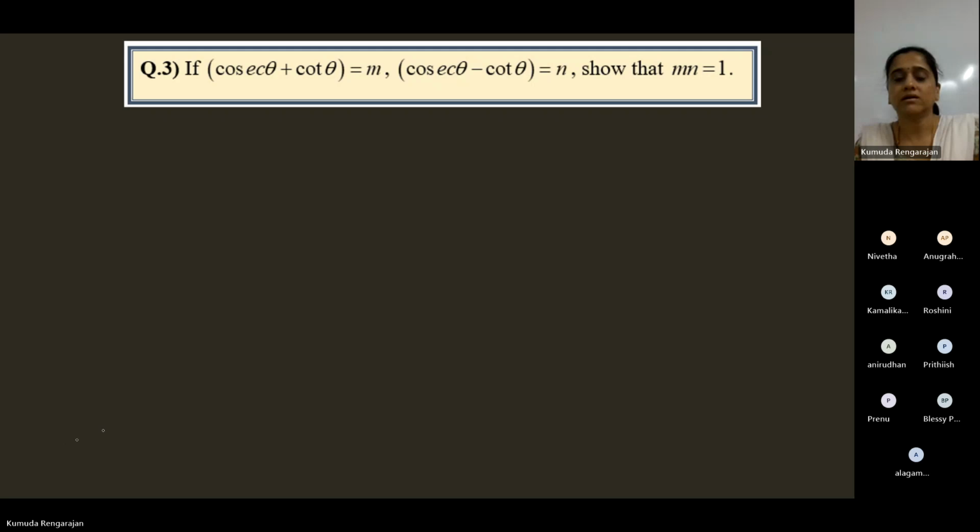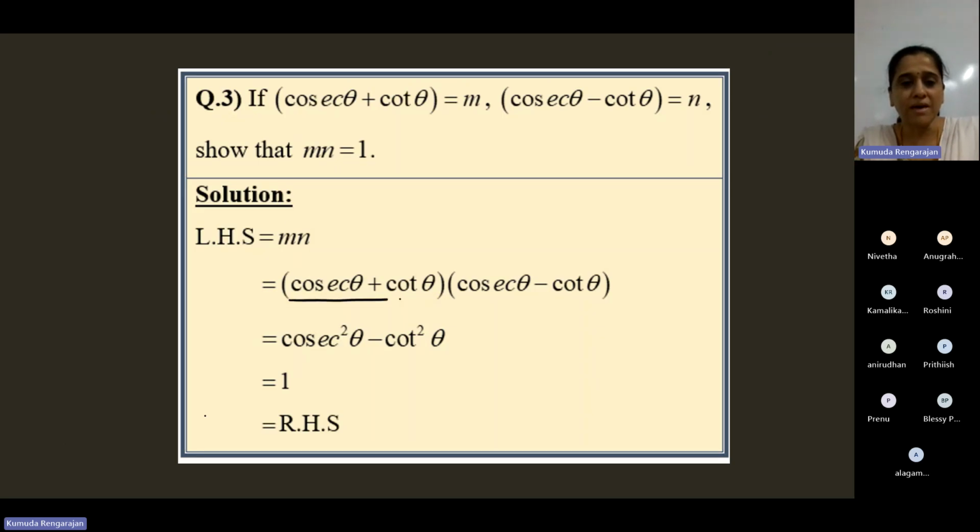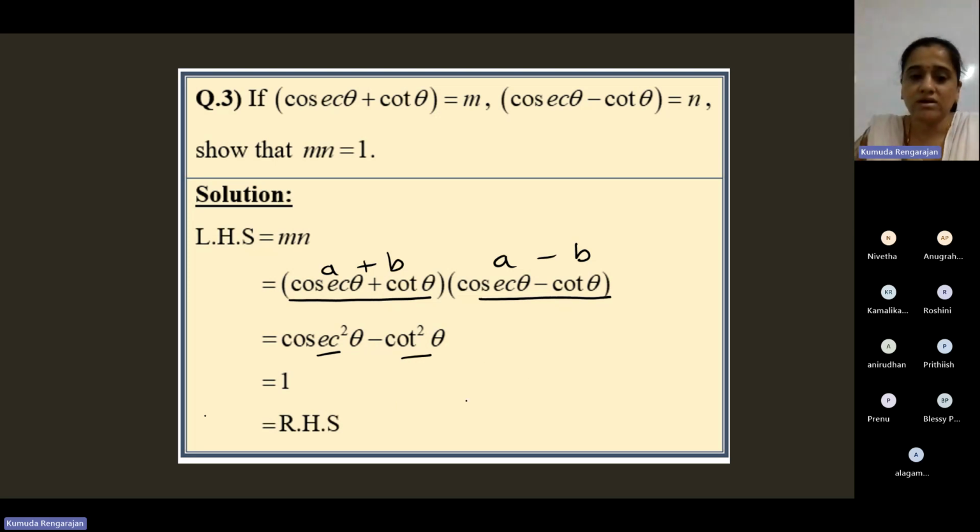Correct? Okay. So this is simple. This is m. This is n. And this is of the form a plus b into a minus b, which is a squared minus b squared. So cosecant theta the whole square minus cot theta the whole square. A square minus b square. Cosecant theta the whole square is nothing but cosecant square theta. Cot theta the whole square is cot square theta. And cosecant square theta minus cot square theta is 1 by the identity. Proved. All right.